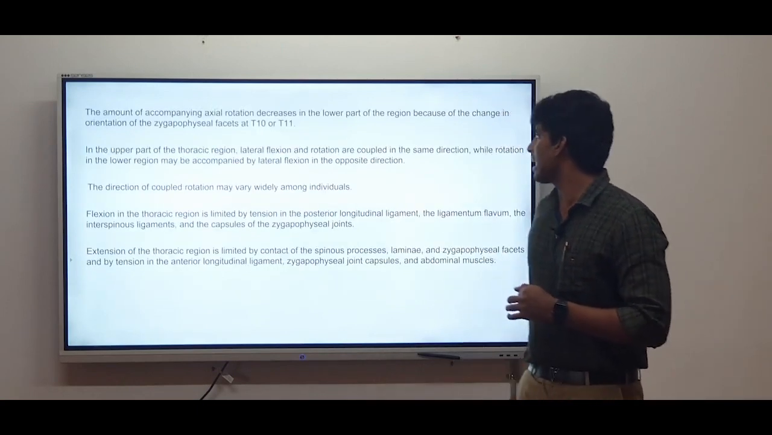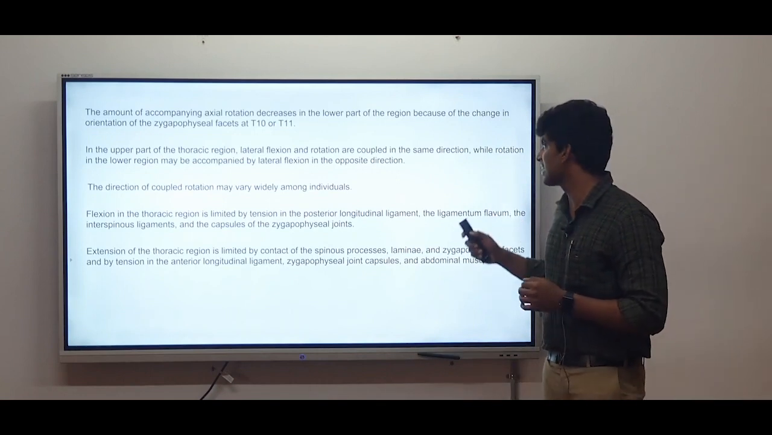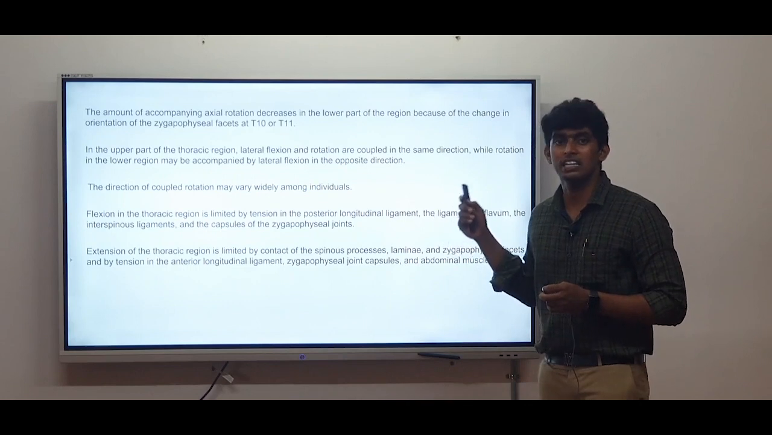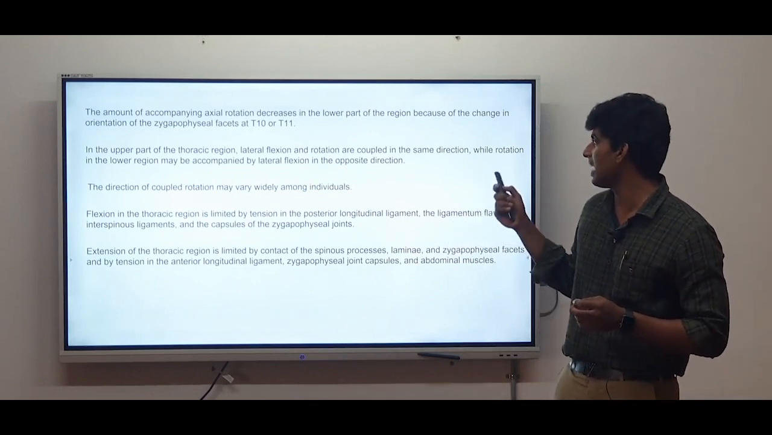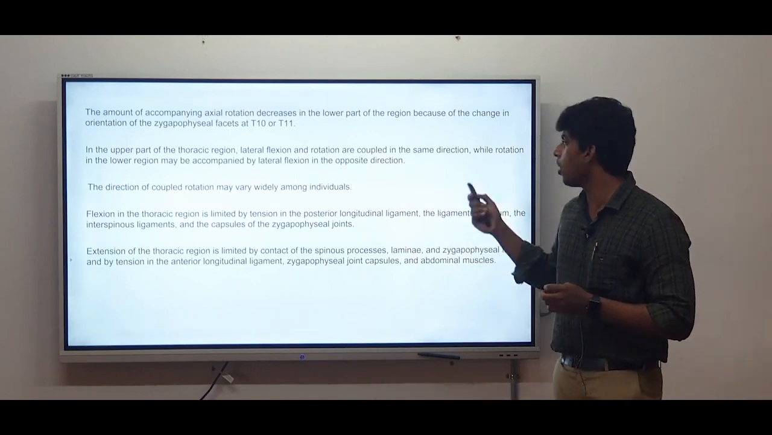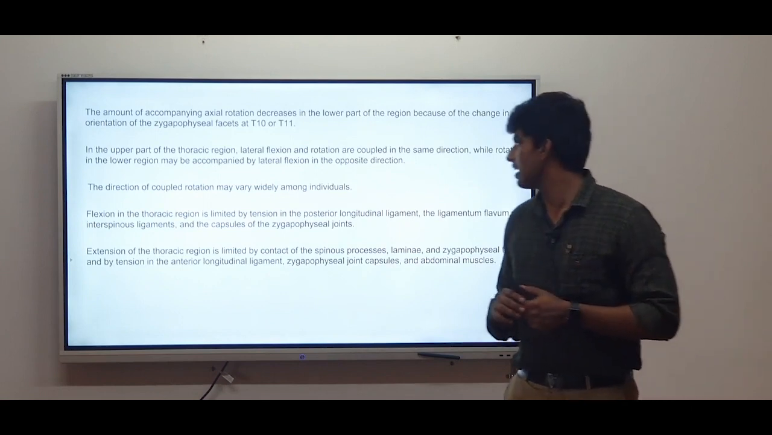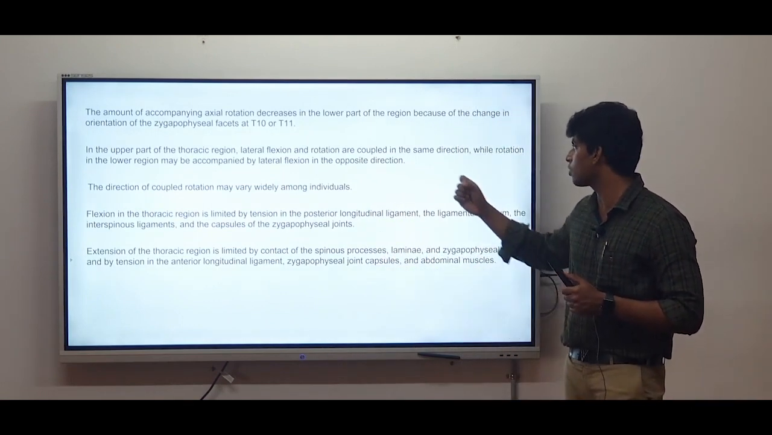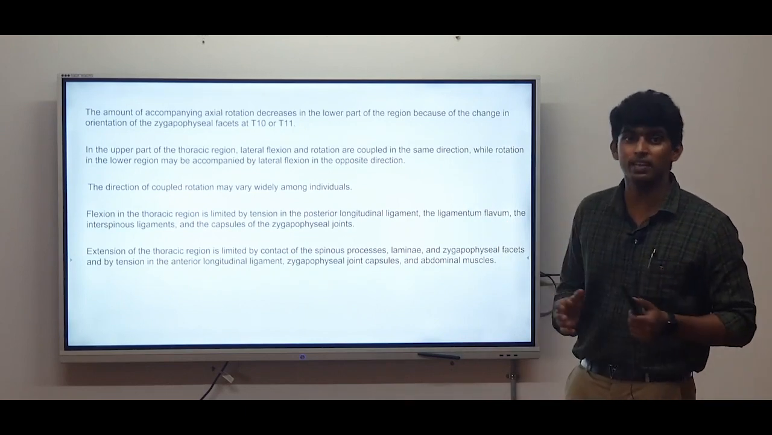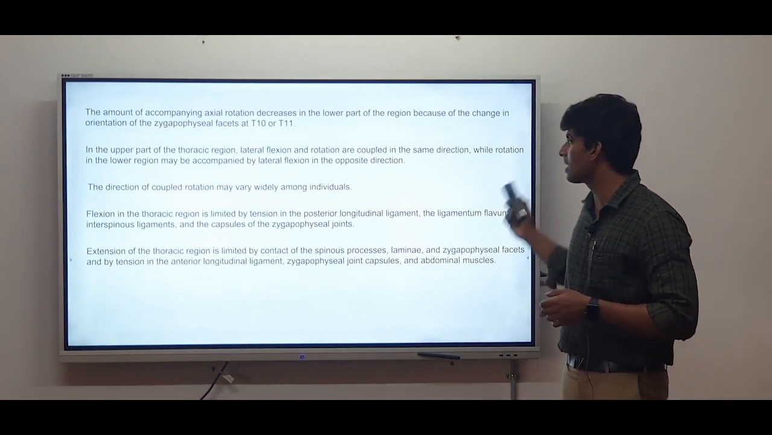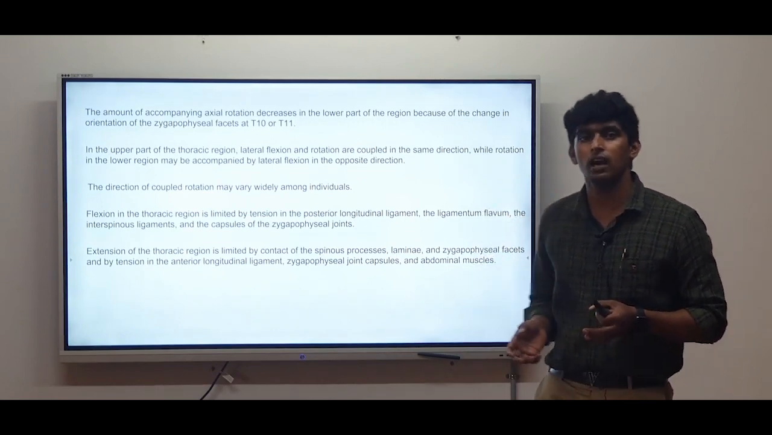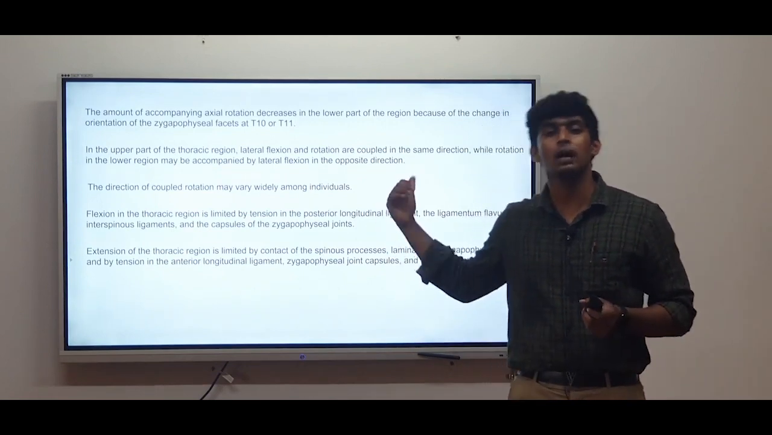So the amount of the accompanying axial rotation decreases in the lower part of the region because of the change in the orientation of the zygapophyseal facet at T10 or T11. In the upper part of the thoracic region, lateral flexion and rotation are coupled in the same direction, while rotation in the lower region may be accompanied by lateral flexion in the opposite direction, which means coupled motion.